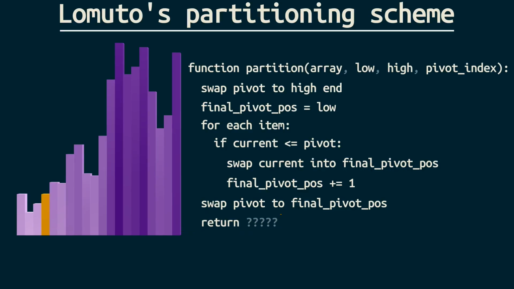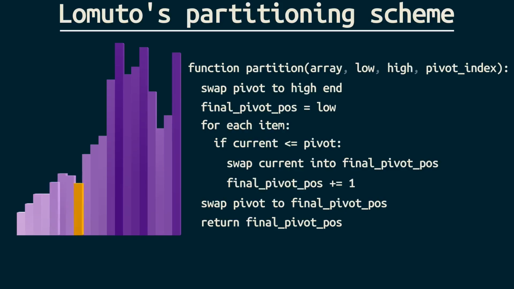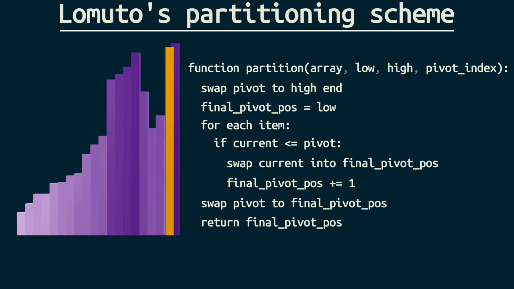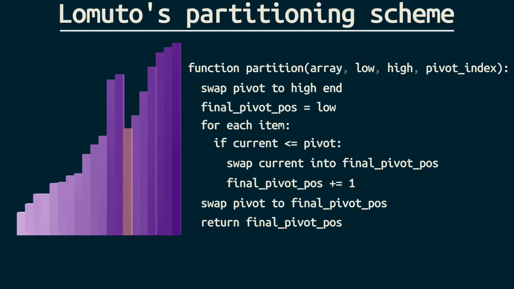Finally, what should we return? The main quicksort function will need to know where the pivot ends up to make its recursive calls. So return the final pivot position. And this is Lomuto's partitioning scheme. There's a few details to iron out, but the core ideas are here. If you continue to partition and recursively quicksort, you'll end up with a sorted array. You should be ready to convert this to a real language of your choice, or I'll walk you through converting it to Python in a later video.